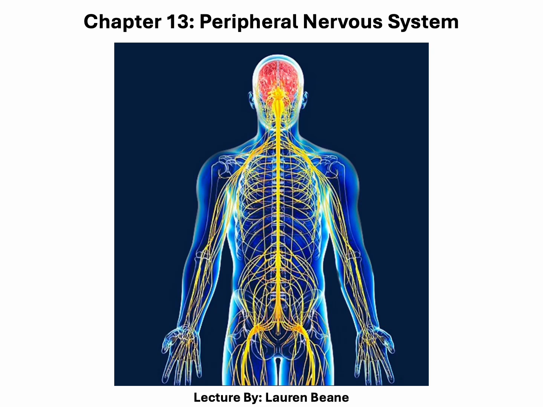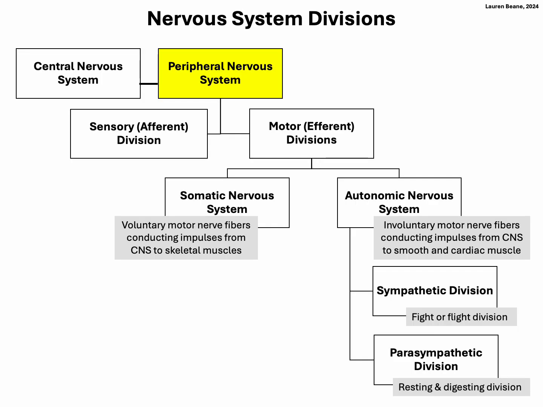This is a lecture over chapter 13, which covers the peripheral nervous system. For the peripheral nervous system, there are several divisions and ways to organize it. The first is into a sensory afferent division and a motor efferent division. From there, it can be further divided into the somatic nervous system and the autonomic nervous system.